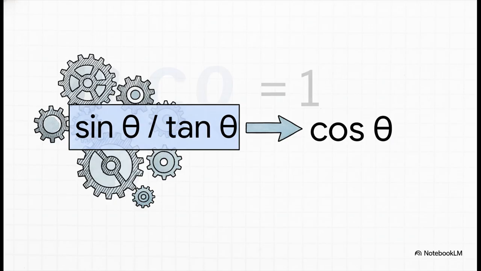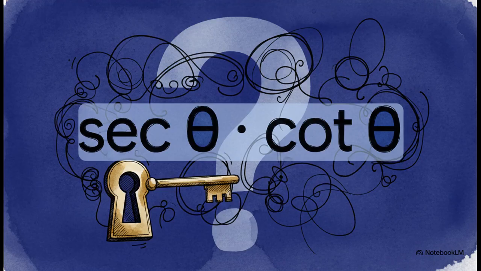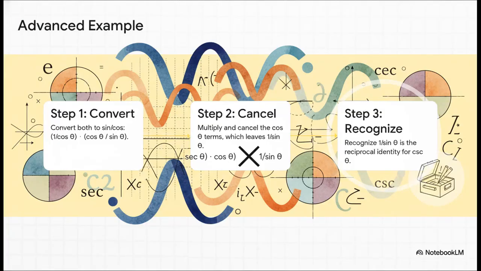It's reliable. And now let's tackle the problem from the very beginning. Secant theta times cotangent theta. I know it looked a little intimidating before, but now we have the exact tools we need to solve it. It's not so scary anymore. Let's do it. We apply the master strategy to both functions. Secant, that becomes 1 over cosine. Cotangent, that becomes cosine over sine.